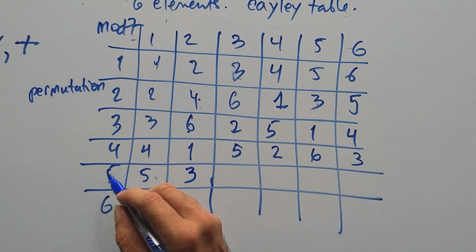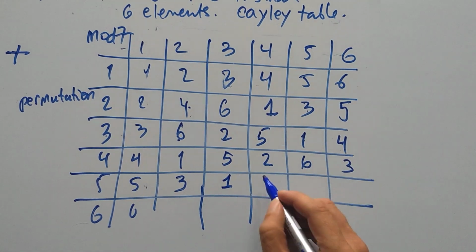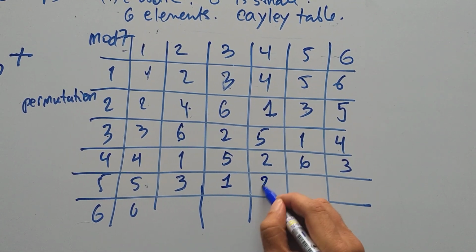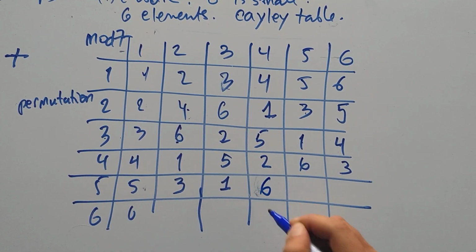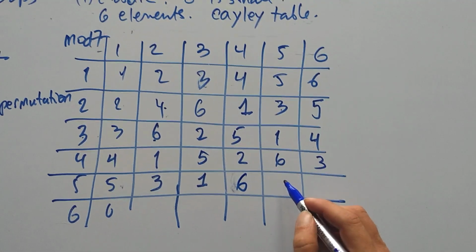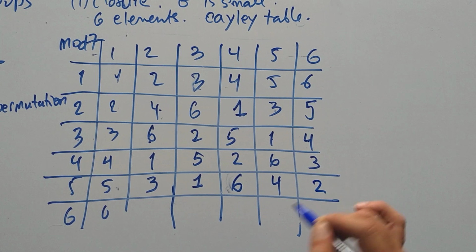5 times 2 is 10, mod 7 that's 3. 5 times 3 is 15, mod 7 that's 1. 5 times 4 is 20, mod 7 it's 6. 5 times 5 is 25, mod 7 that's 4. 5 times 6 is 30, mod 7 that must be 2.